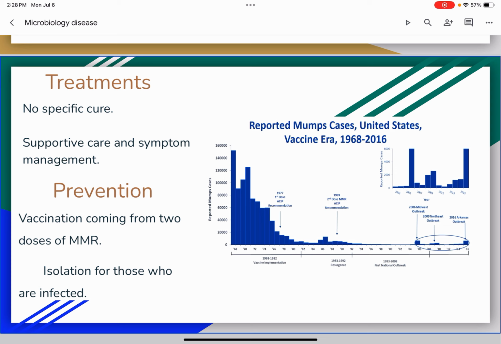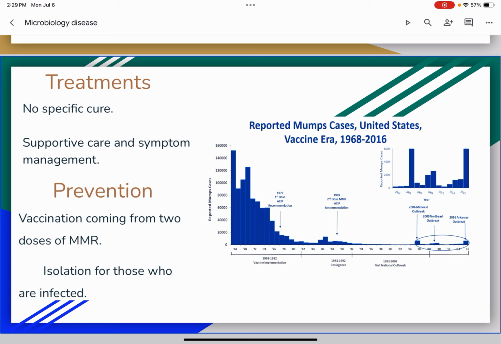mumps cases we see worldwide. Here there is a chart with the amount of cases that we would see before the vaccination, and there's an obvious, very dramatic decrease in the amount of cases that we see in the US after the vaccination was implemented. We still see some outbreaks every now and then, but it's nothing like what we used to have.